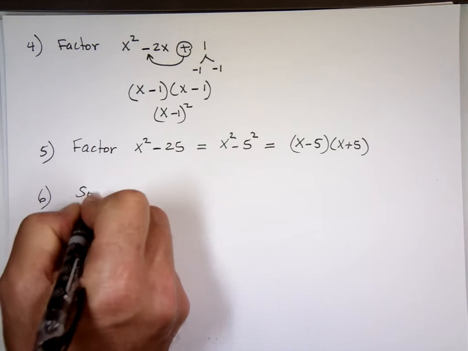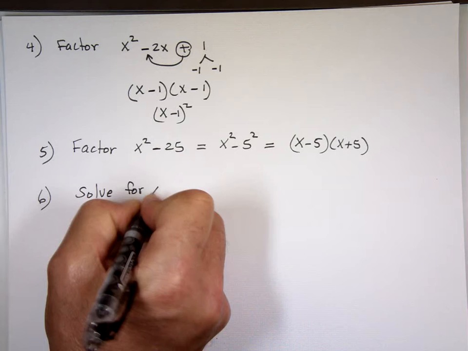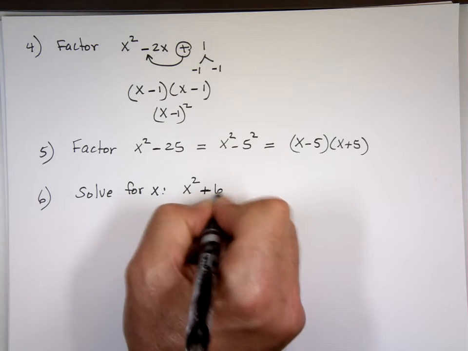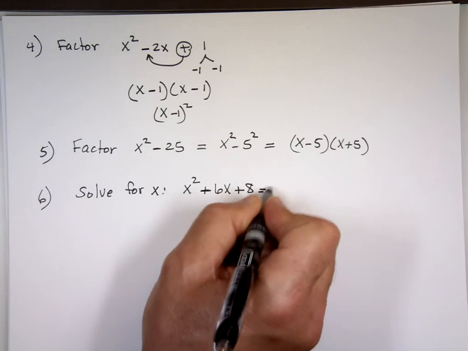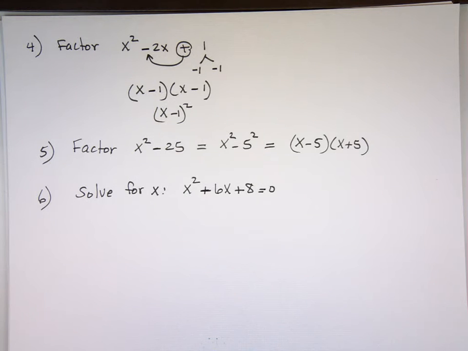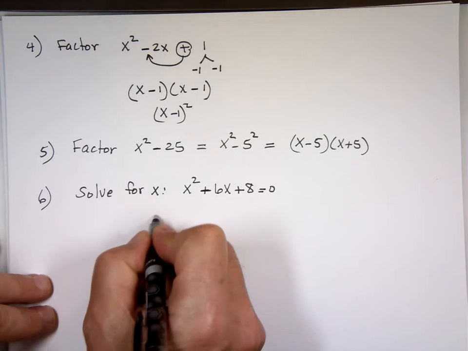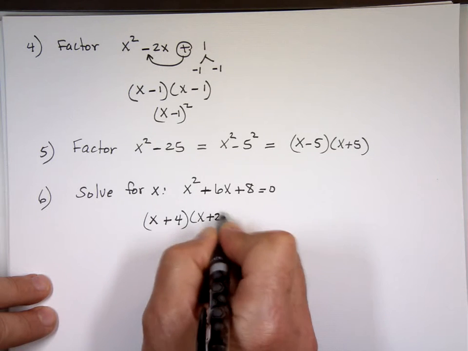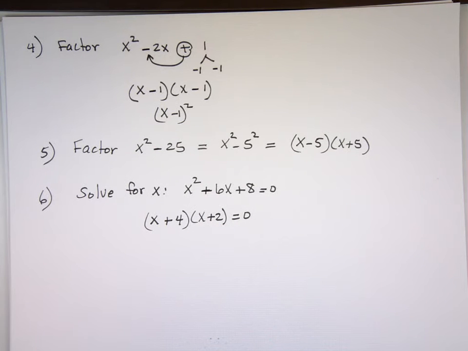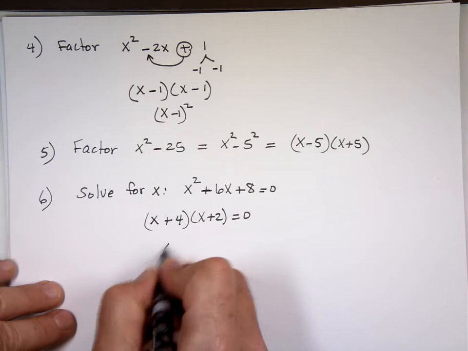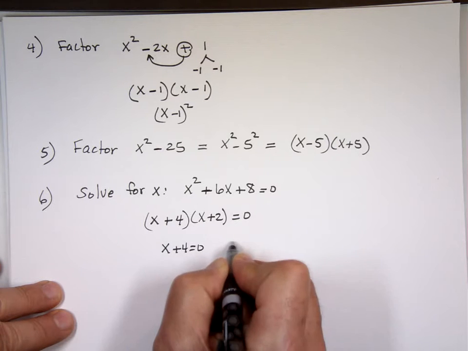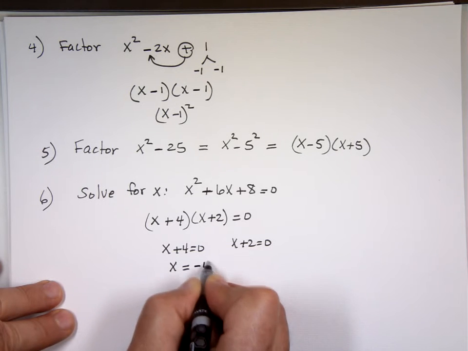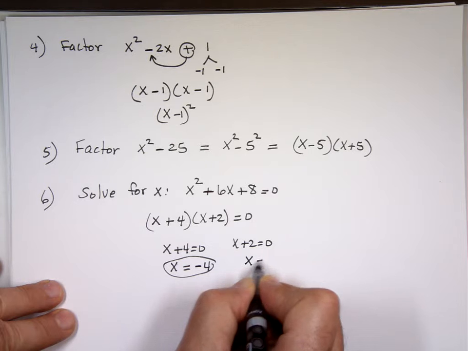Solve for x. x squared plus 6x plus 8 is equal to 0. Move to one side, it is done. Factor completely. x plus 4, x plus 2. Set each factor equal to 0 and solve it. x equals negative 4, x equals negative 2.